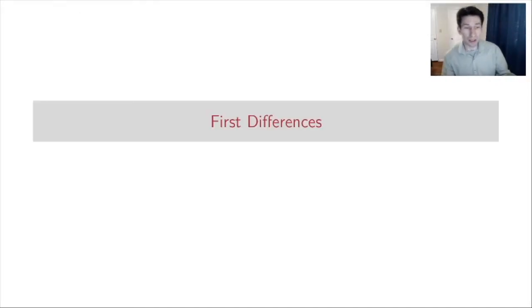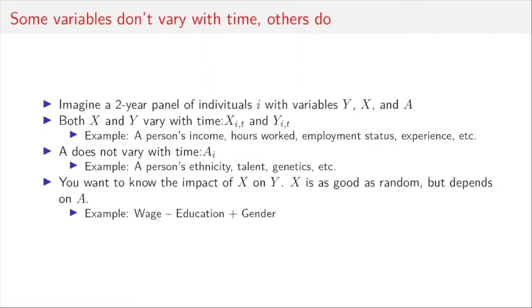Once you have panel data, you can use a whole set of econometric strategies that are different from your simple cross-section. And the first one of those that I want to talk about is called first differences. Okay, so to introduce first differences, let us first think about this. Some variables do not vary over time, and others do. So imagine you have a 2-year panel of individuals, I, with variables x, y, and a. Let's say x and y both vary with time, so they are xit and yit.